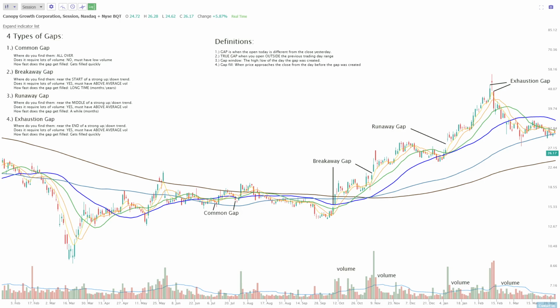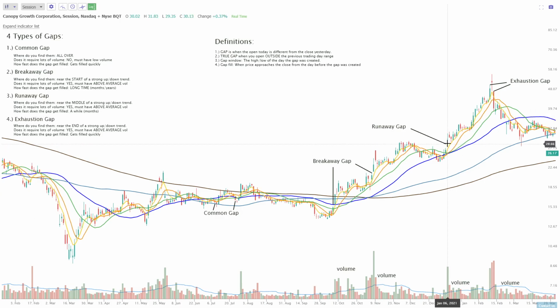In my opinion, a gap is really whenever you open anywhere above or below the close. In my opinion, that creates a gap. Some people don't agree with that. That's why there's a definition of a true gap where you open outside the previous trading day range.